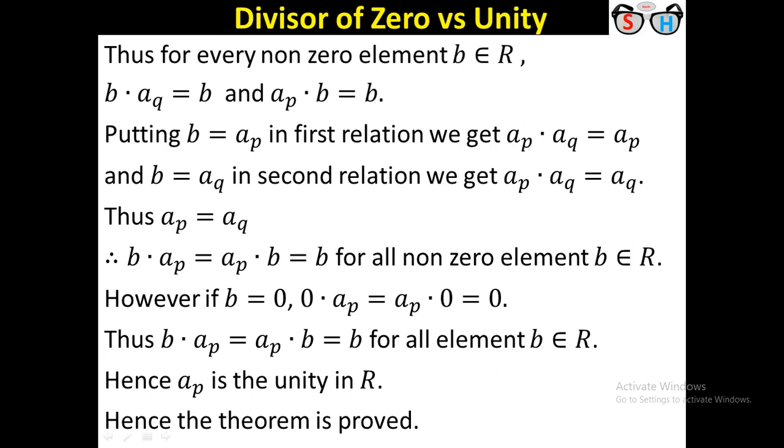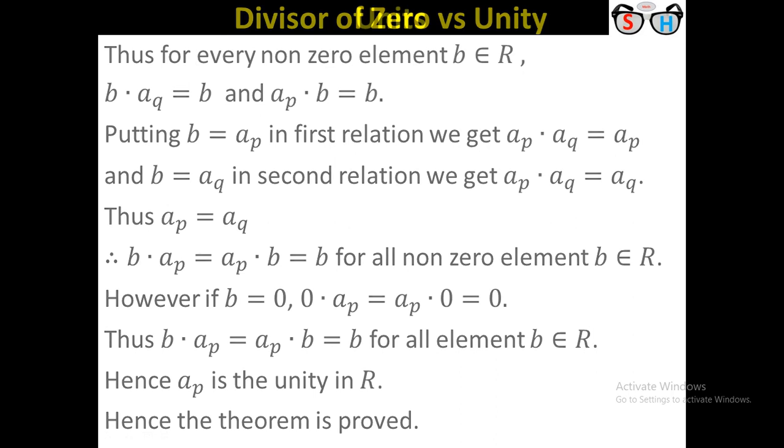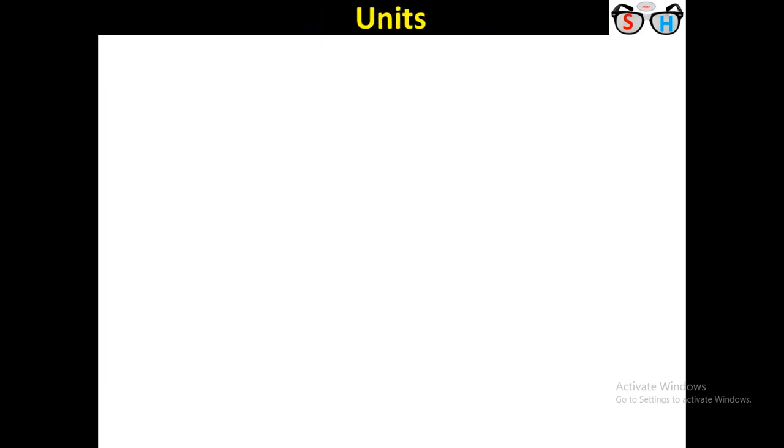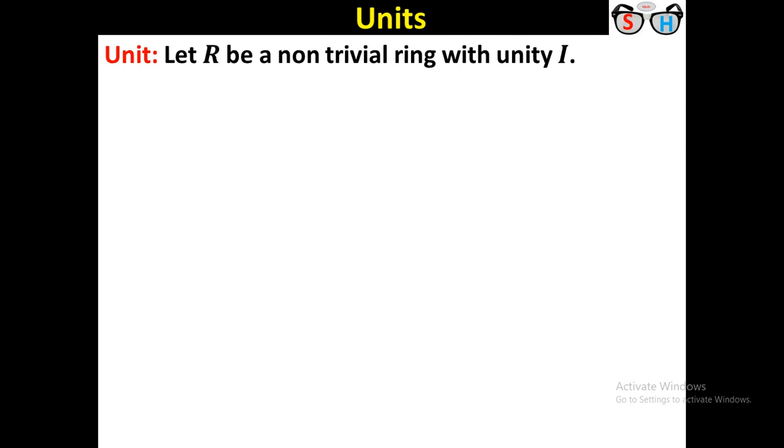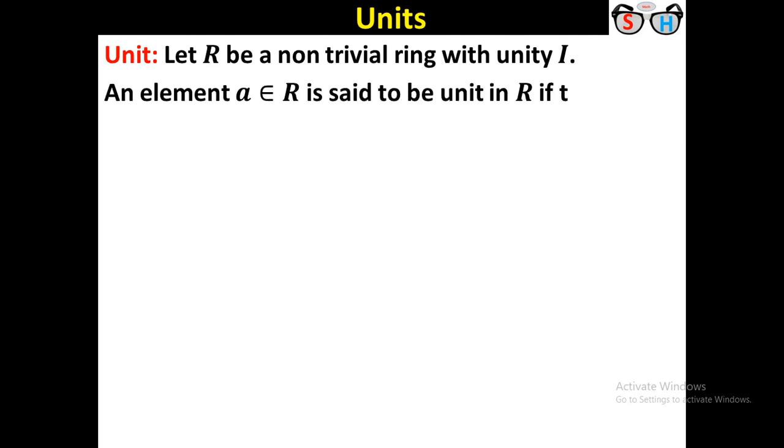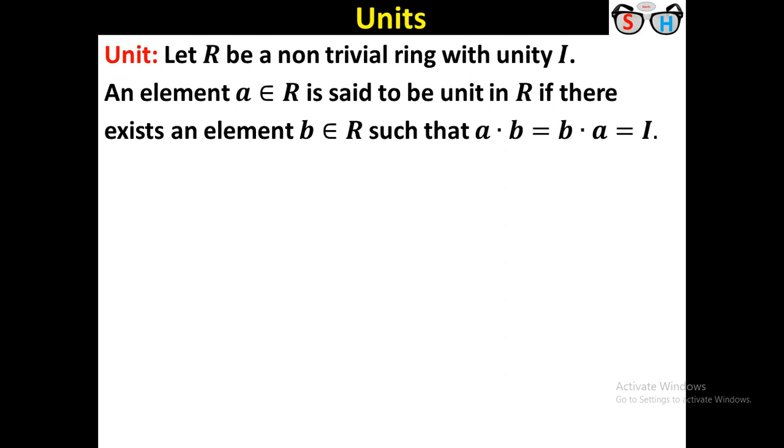However, we will go about unit. At first I give the definition of unit and then I give some examples and theorems. Let R be a non-trivial ring with unity I. R is a non-trivial ring, that is R contains more than one element, more than non-zero elements, with unity, that means it contains multiplicative identity which is I. An element A in R is said to be unit in R if there exists an element B in R such that A dot B equal to B dot A equal to I.